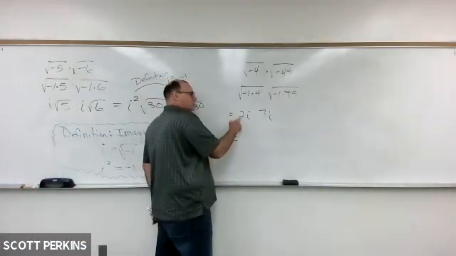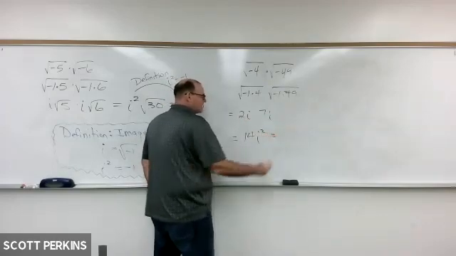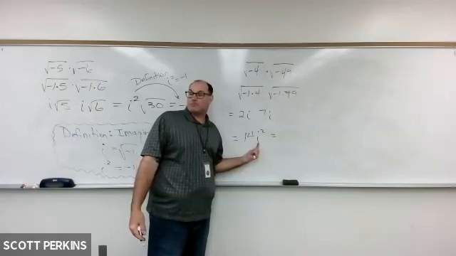And so now 2 times 7 is 14. i times i is i squared. And then humor me on this. What is i squared equal to? What's that defined to be? Negative 1.